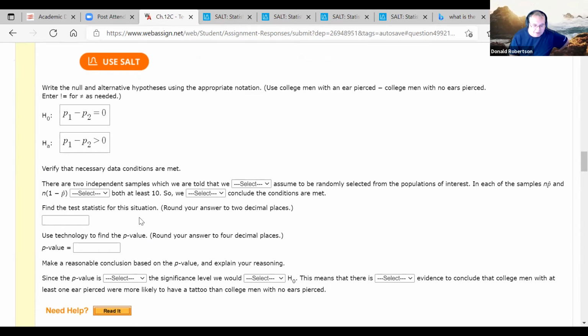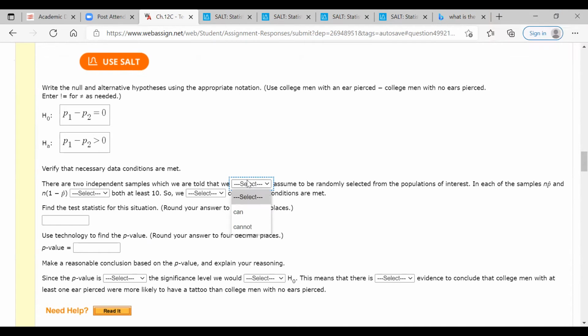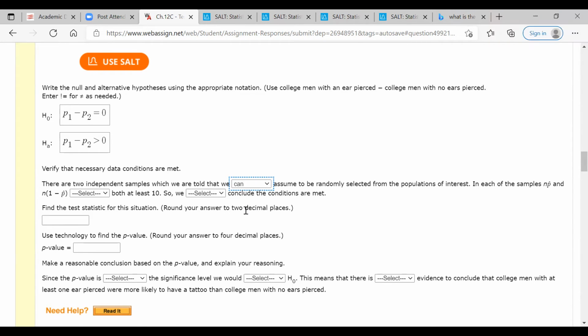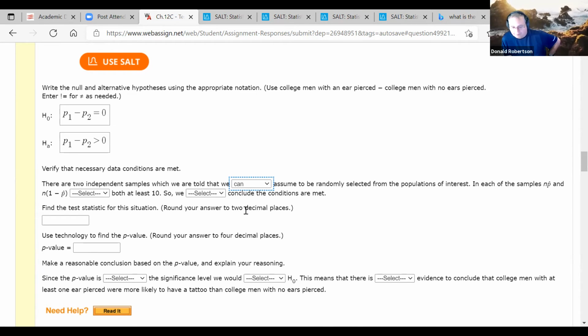So there are two independent samples, true. And we're told that we'll hit the select button and see what our choices are. We can, so we're picking that one. They assume that they're randomly selected. Because if they're not randomly selected, then stop there, don't bother doing it.